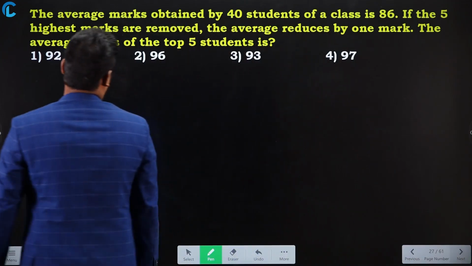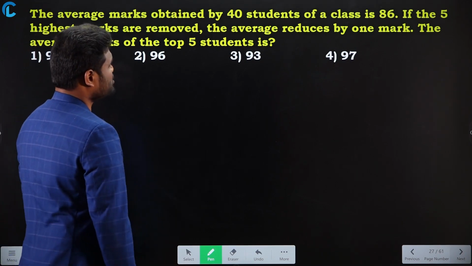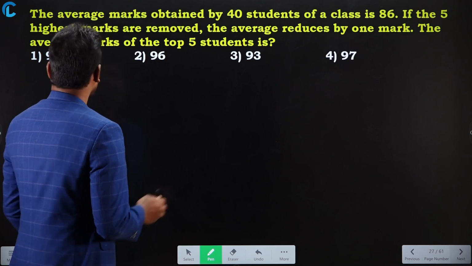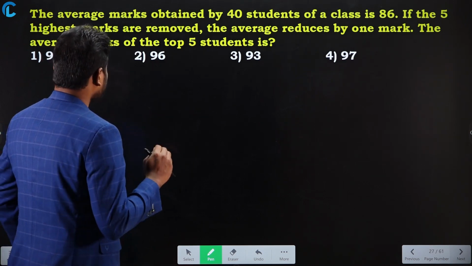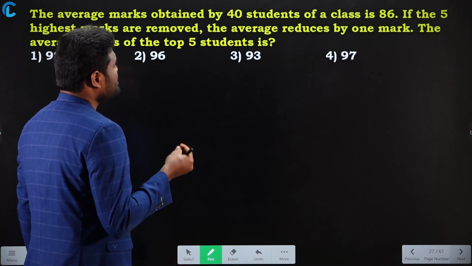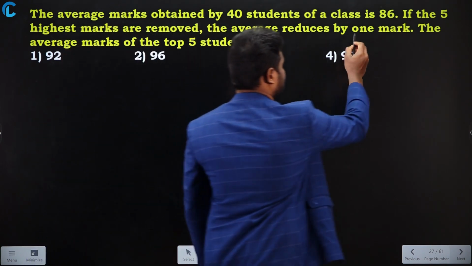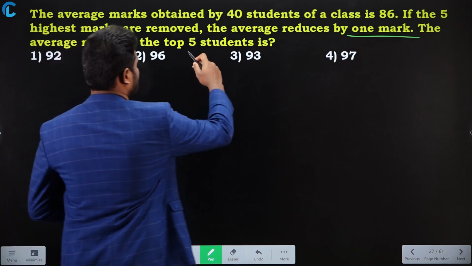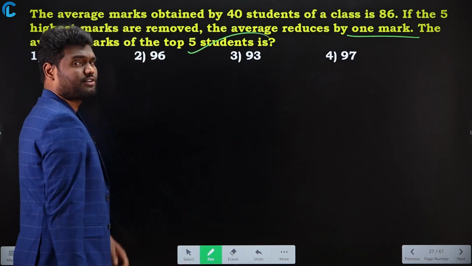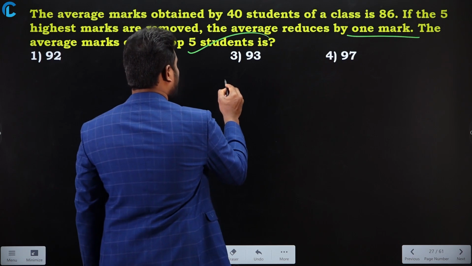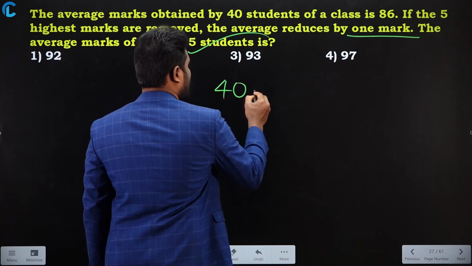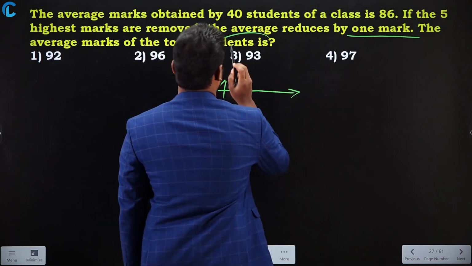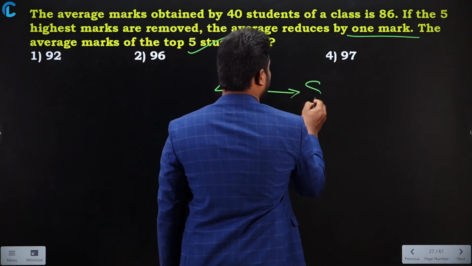The average marks obtained by 40 students of a class is 86. If the 5 highest marks are removed, the average reduces by 1 mark. The average marks of the top 5 students. We are supposed to find the average of the top 5. Look here, initially how many students are there? 40 students. Now these 40 students' average marks is how much? 40 students' average is 86.